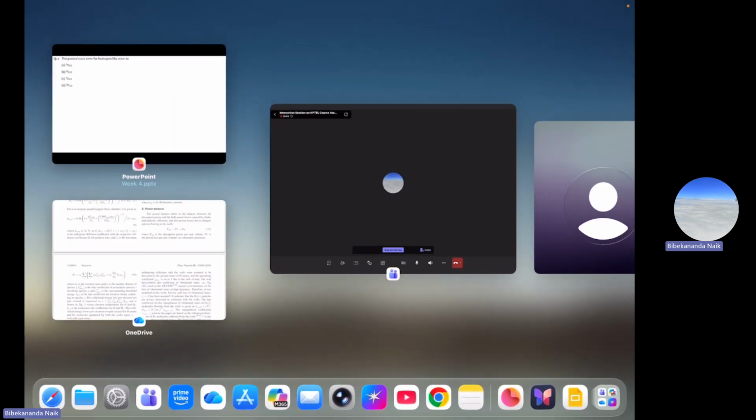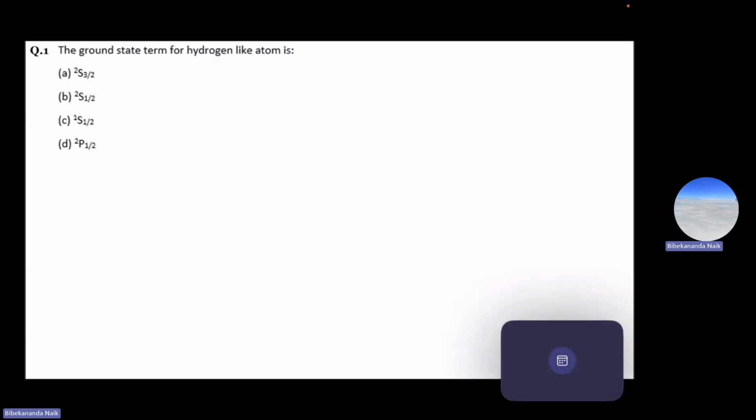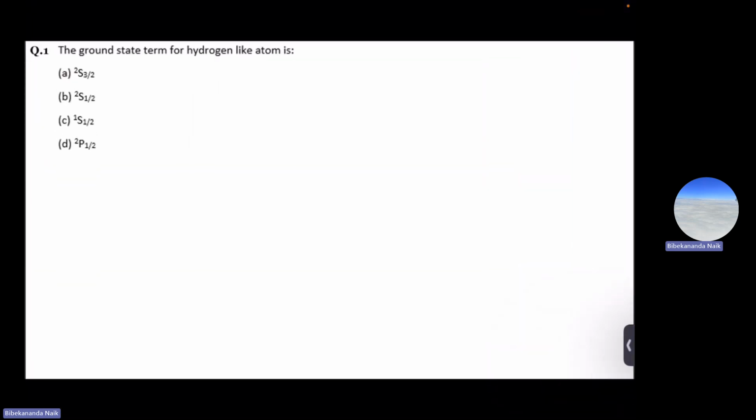Okay, so then let's start our discussion. Let's continue our discussion. Question number 1 says: the ground state term for hydrogen like atom. Hydrogen like atom means it has only one electron. So this is called a hydrogen like atom.